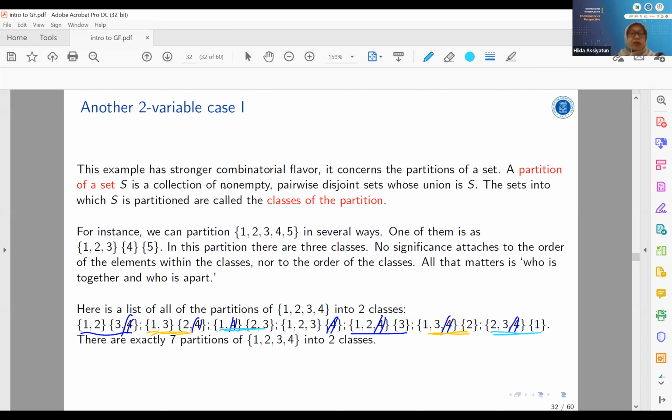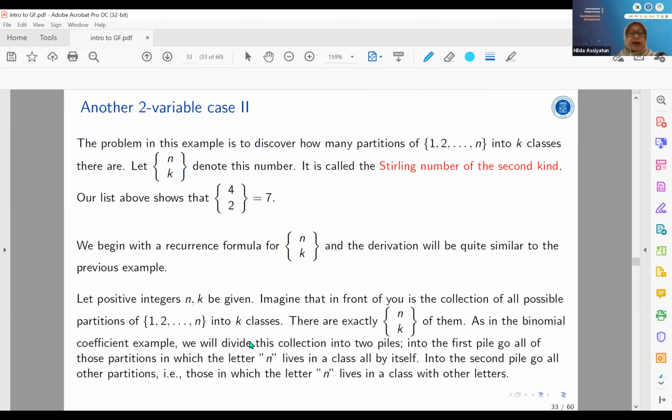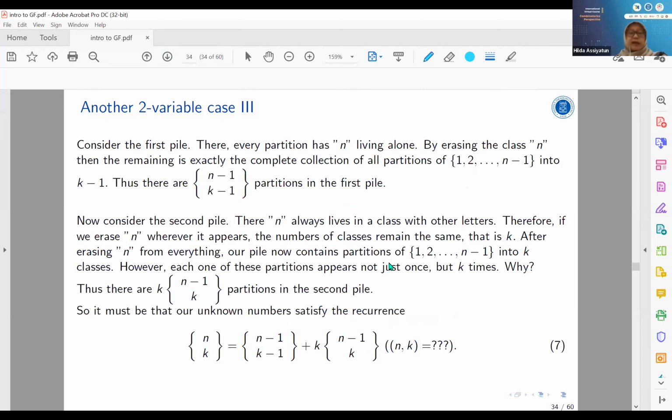Again, we end up with partitions of 3 objects into 2 classes, where each partition appears twice in this example. So in general, in the second part, we will have the partitions of n-1 objects into k classes that appear k times. This means that in the second pile there are this many partitions.